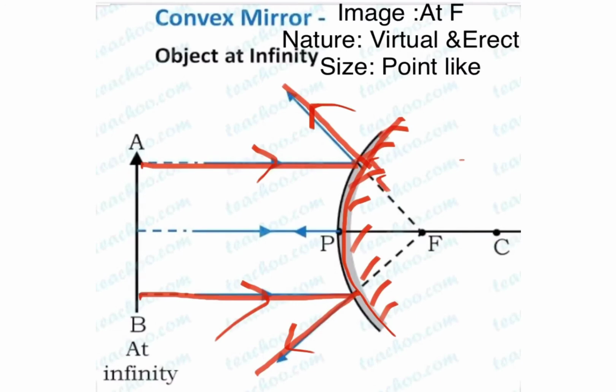So what we will do, we will extend both these reflected rays this way, and this is extended like this. So you can see that both are meeting here, which is F, that is the focus of the convex mirror. So this way you have to draw the diagram for the convex mirror.